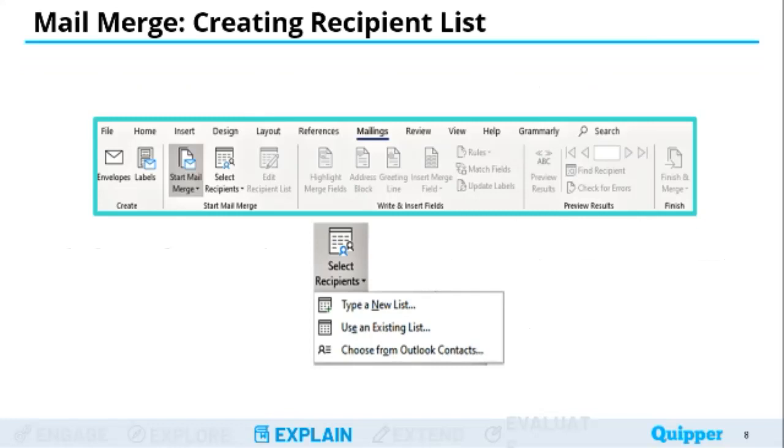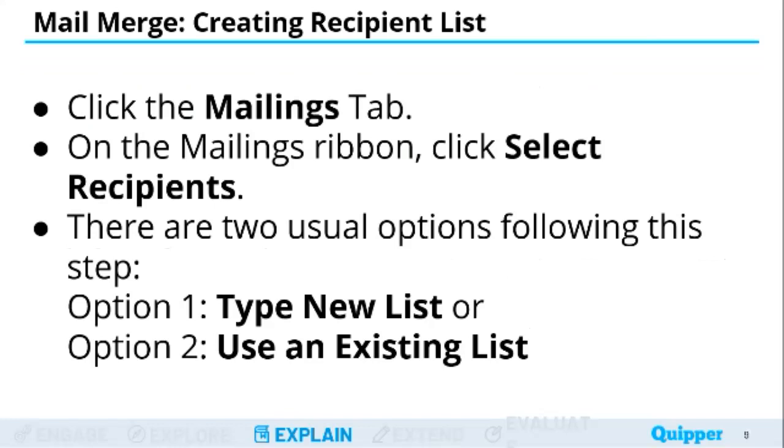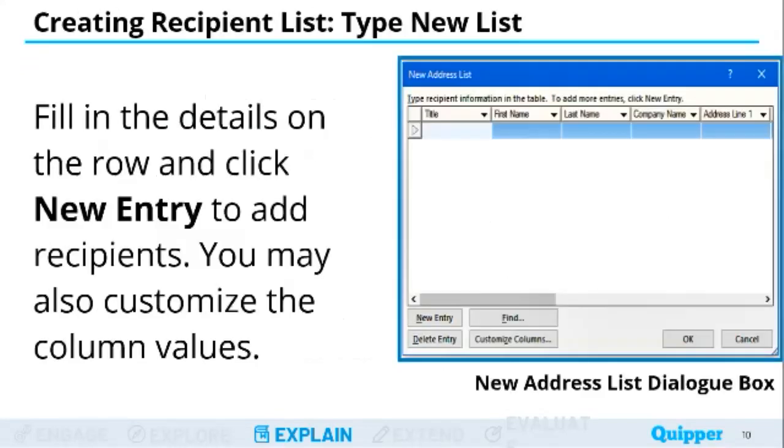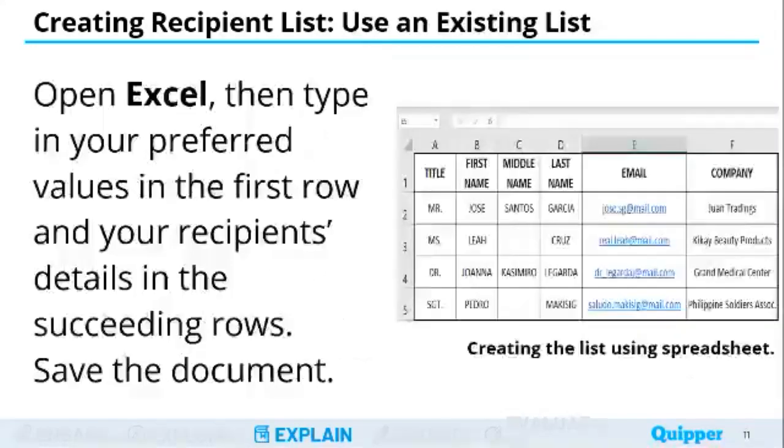Start mail merge. Then select who your recipients will be. Click the Mailings tab. Then on the Mailings ribbon, click Select Recipients. There are two usual options. One is type a new list, or two is use an existing list. Fill in the details on the row and click new entry for other recipients. You may also customize the column values, such as first name, last name, and the address of the person you will send to.